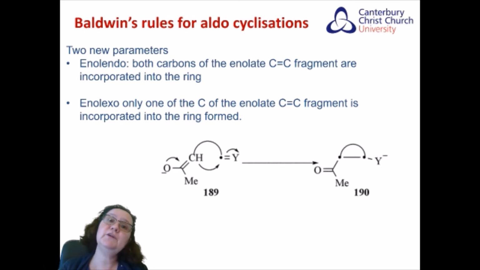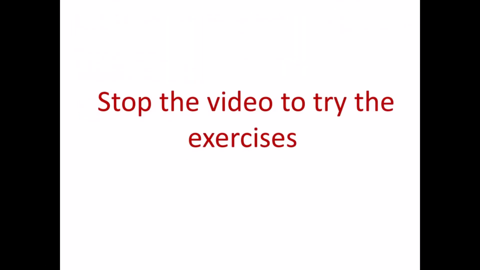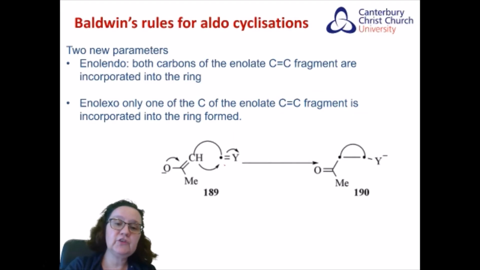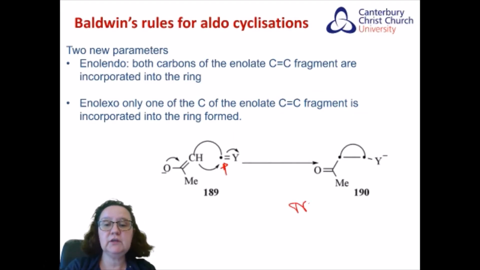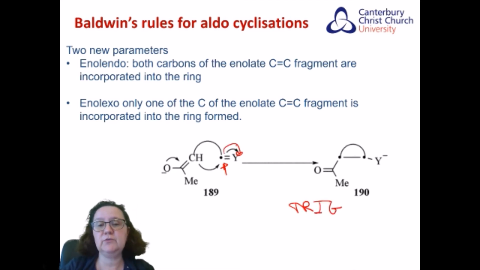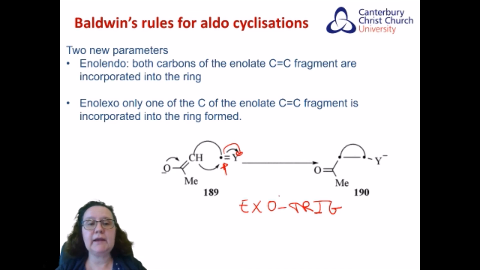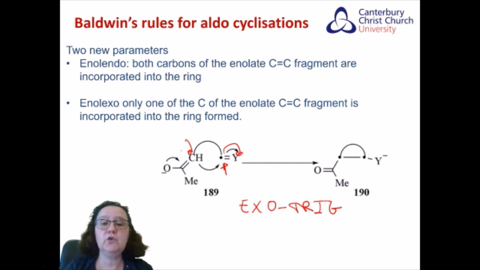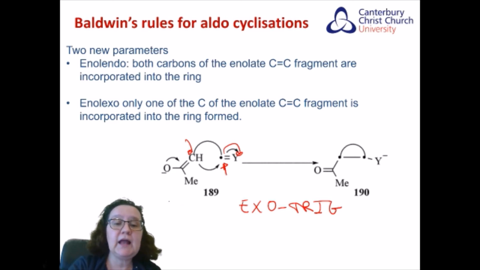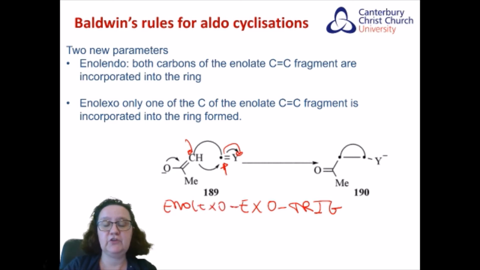And in a similar fashion, please stop the video now and have a go and identify this particular reaction. So again, this is an sp2 atom, so this is a trig reaction. The electron flow is outside the ring being formed, so it's an exo reaction. And enol-endo or enol-exo, well, in this case, only one of the carbons of the enol group participates in the final ring, so it would be an enol-exo ring formation.